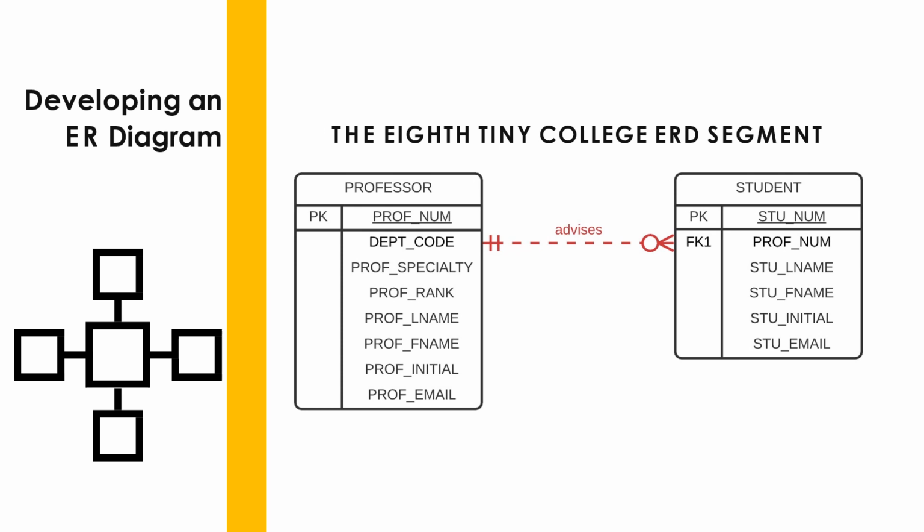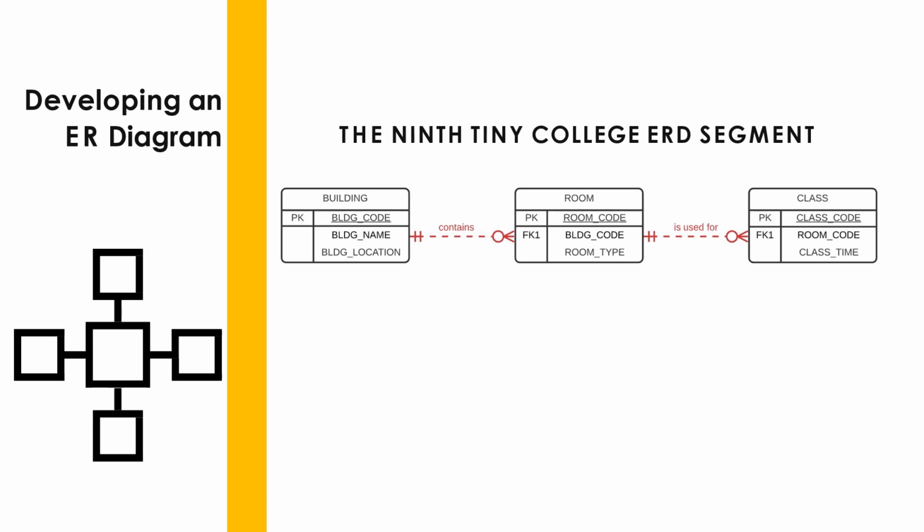Next is student advising, wherein you have a professor that can advise 0 or many students, and a student can have only one advisor. We have a one-to-many relationship again. That's why we have a foreign key captured in the student table, the professor number, which is the primary key in the professor table. Next is the room assignment in the buildings for the classes. You can see that the building can have many rooms or no rooms at all. And for each of the rooms, they can have many classes or none. And for each class, they are associated with a single room.